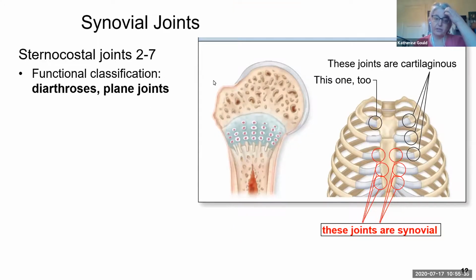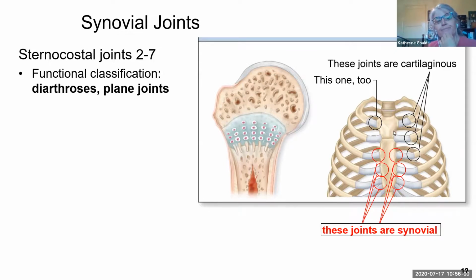the sternocostal joints, meaning the joints between the sternum and the costal cartilage of ribs 2 through 7, so from here down, these are all diarthroses, and these are actually plane joints. So these can move against each other. And that's what happens as you breathe. Your rib cage actually expands, and these joints actually flex against the sternum.